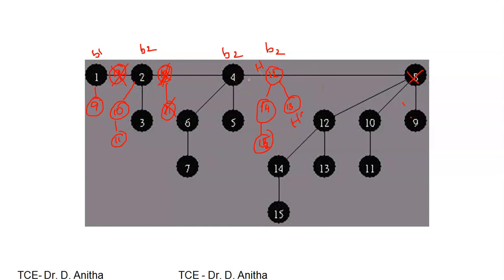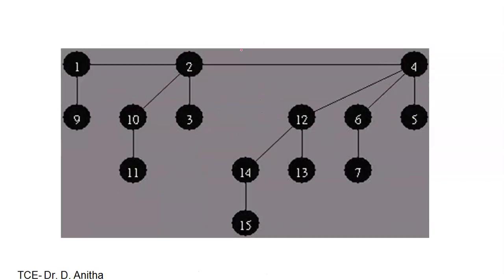So what should I do? As per case 3, I have to combine the last 2. The last 2 are 4 and 12. So this binomial tree will become the child of this one. Under 4 you will have 12, 14, 15 and 13. So now you have a B1, B2 and a B3. This is going to be the result.